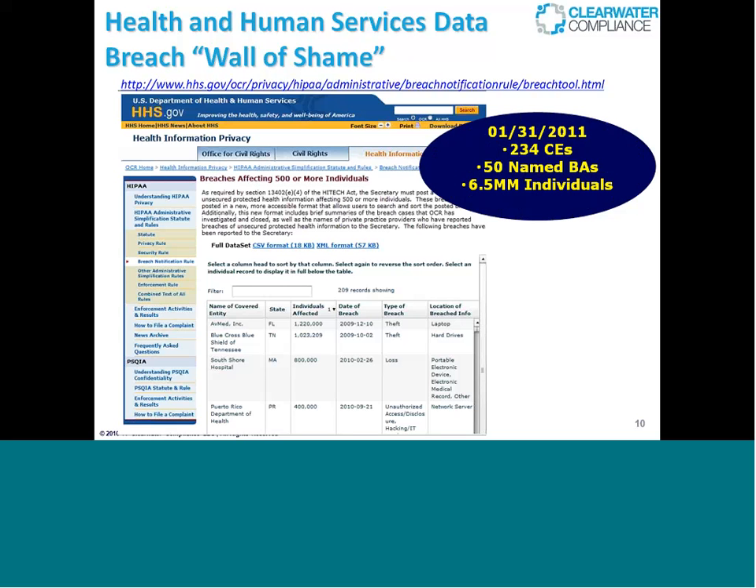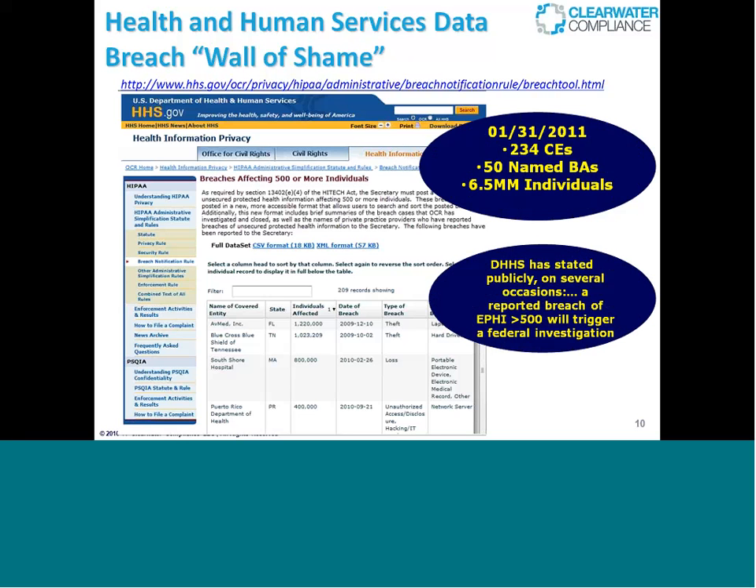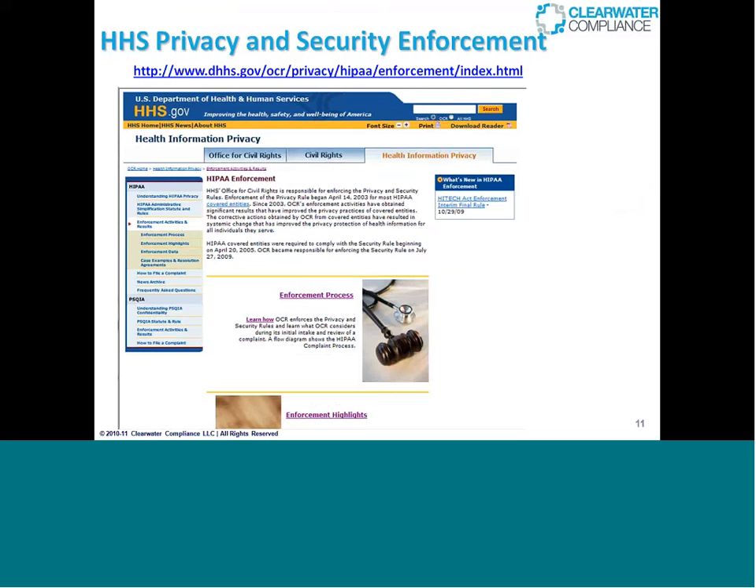This is a static image of what we just looked at. As of the end of January, 234 different covered entities were involved in data breaches. 50 different business associates were named, and we have breached the equivalent of the combined populations of Houston and Chicago together. 6.5 million people, fellow citizens, have had their records breached. Health and Human Services has said, we're getting really serious about this. If you have a breach involving more than 500 individuals, it will trigger a federal investigation.